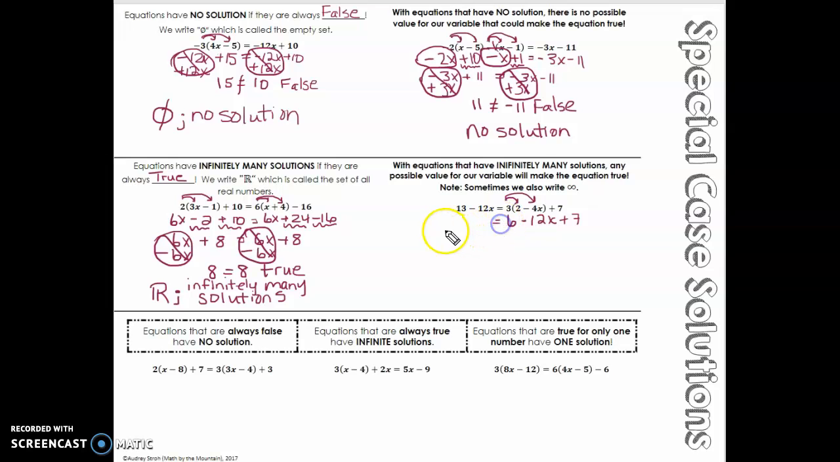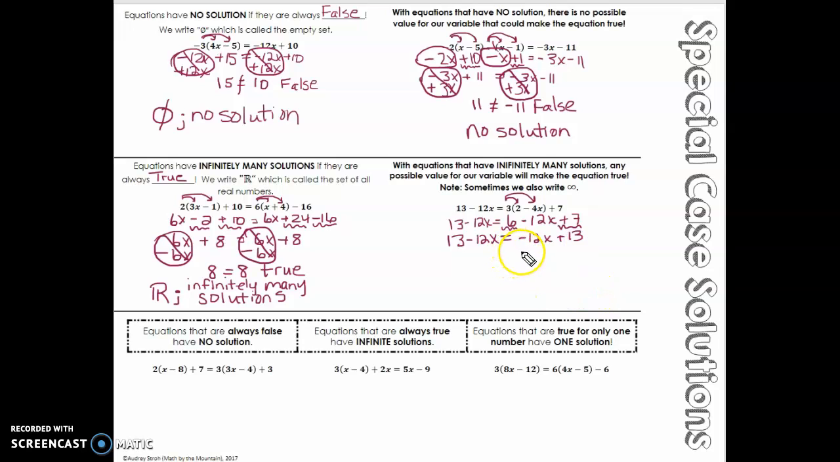I'm going to rewrite my left side. 13 minus 12x. I need to combine like terms. I do not have any like terms on my left side, so I'm going to rewrite it. 13 minus 12x equals, I do have terms to combine on the right. I have the 6 and the 7. So what I have left is negative 12x plus 13.